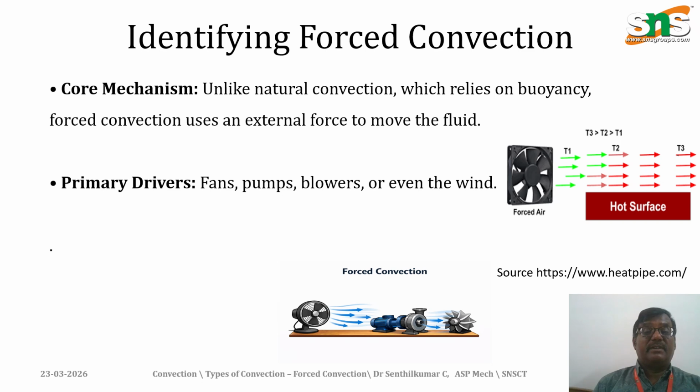So, identifying forced convection. In this sketch we can see the fan, which is giving the fluid force of the cold air. The hot surface is here, which is absorbing the heat. The temperature T2 we can see, and after absorbing all the heat it becomes T3, which is hotter. The core mechanism here is that, unlike natural convection, which relies on buoyancy, forced convection uses an external force to move the fluid. The primary drivers are fans, pumps, blowers, or even the wind. They act as the forced convection depicted in this picture.